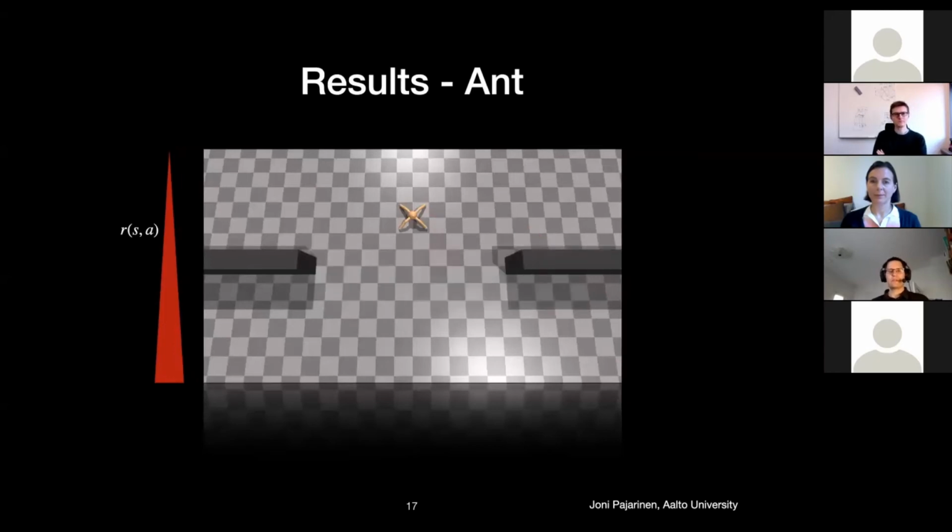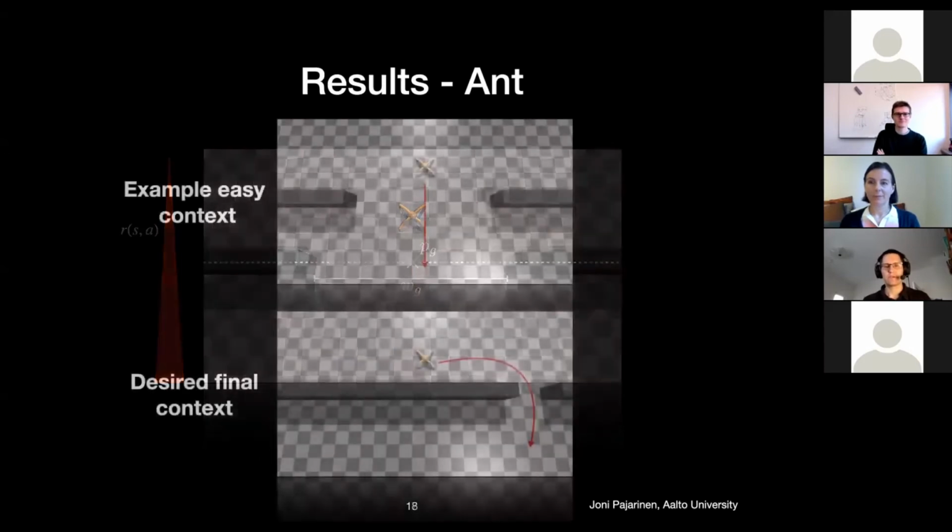But then you can make the task easier. So you can move the gate and you can make it bigger or smaller. So basically we have 2 parameters, this position of the gate and then how wide the gate is. And these are then the context variables in our case.